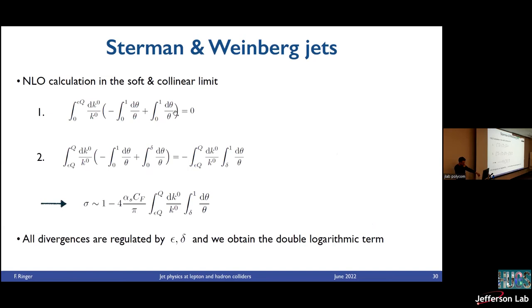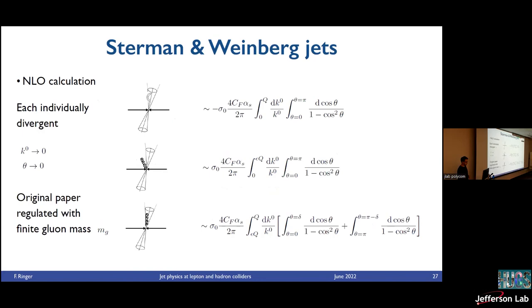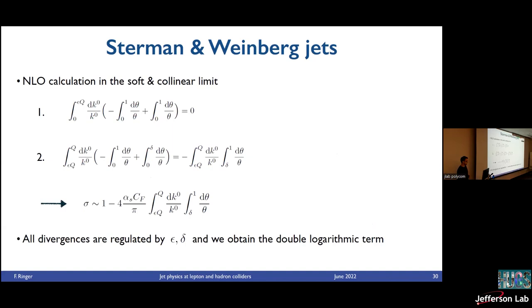As it turns out, it's coming from the region referred to as the soft and collinear limit. What I'm showing here is what happens if we take the soft limit and the collinear limit, then we have different contributions. I used this over here: we can approximate this for small delta, that's the collinear limit, where both directions eventually contribute. In the soft and collinear limit, we have two contributions. The first one is integrating the energy from zero up to epsilon.